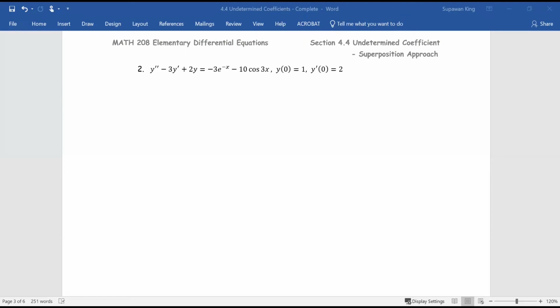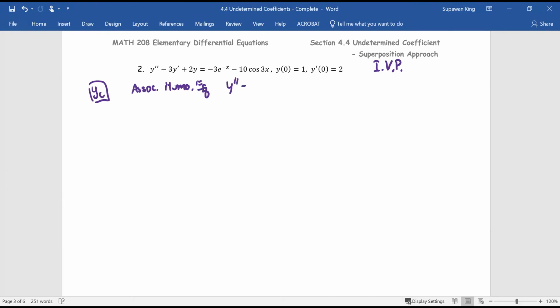Example 2: y double prime minus 3y prime plus 2y equals negative 3 e to the negative x minus 10 times cosine of 3x, with the initial conditions y at 0 equals 1, y prime at 0 equals 2. So this is the initial value problem. Step 1, find yc, or the complementary solution, by using the associated homogeneous equation.